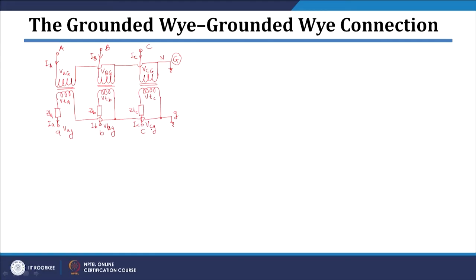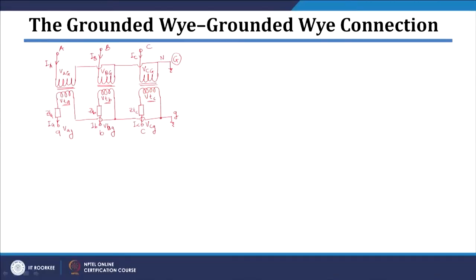Now, if you see the voltages at the terminals, that is VTA, VTB and VTC, these voltages will be nothing but, VTA will be equal to VAG plus ZTA into IA, and then VTB will be equal to VBG voltage plus ZTB into IB, and VTC will be equal to VCG plus ZTC into IC.